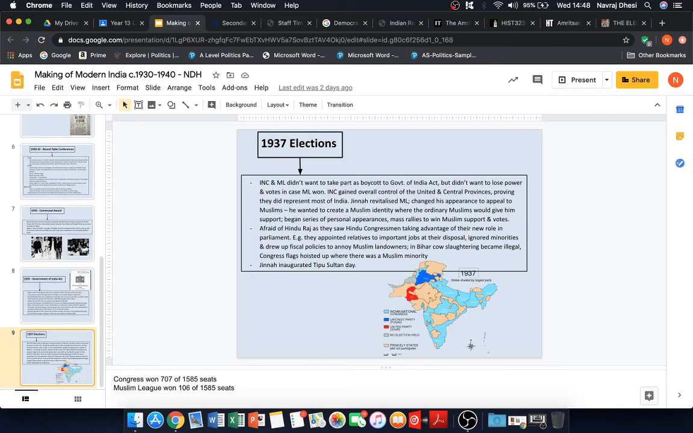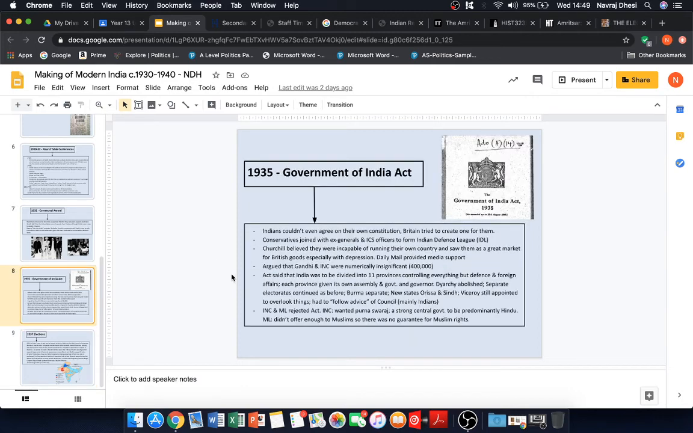Now, as I stated before, it was really the 1937 elections which substantiated and advanced the fears of the Muslim League and the wider Muslim population of a Hindu Raj. Obviously, this was a result of some of the newly created provinces and the Government of India Act, which outlined that 11 provinces would control everything but defence and foreign affairs.